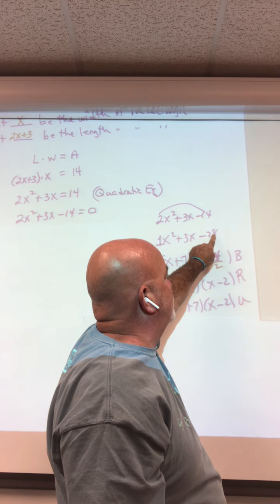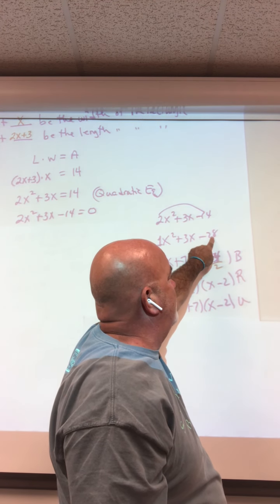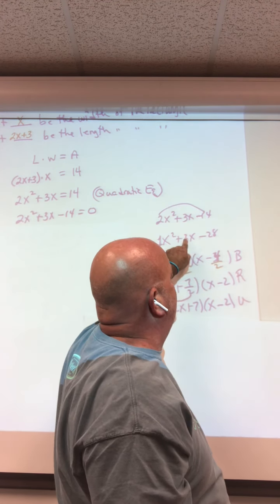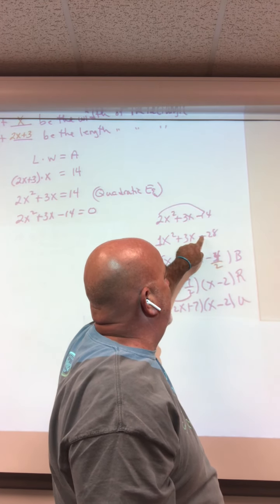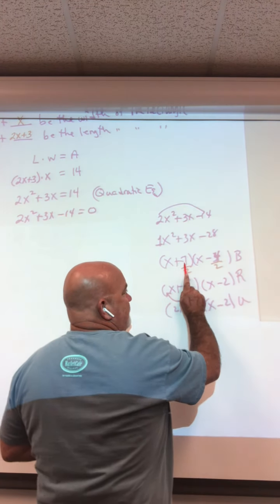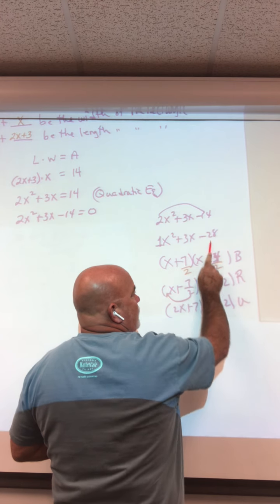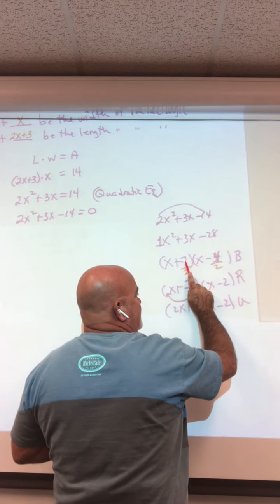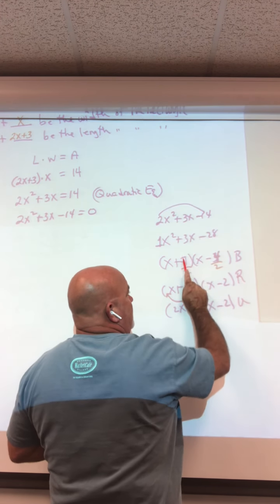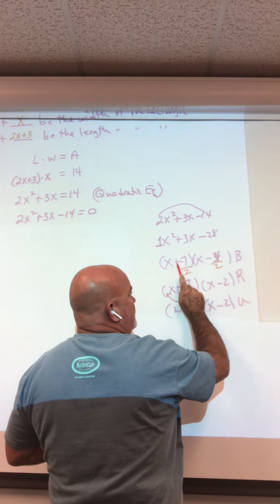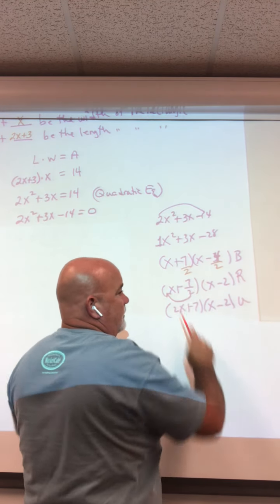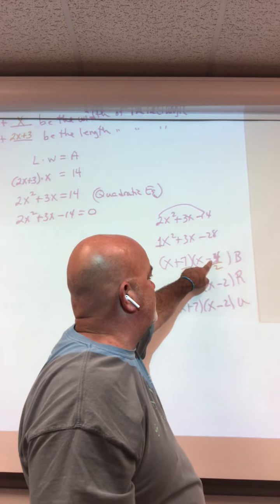I need 2 numbers that multiply to give you 28, but subtract to give you 3. Multiply to 28, subtract to 3: 7 and 4. 7 times 4 is 28. If you subtract 7 and 4, you get 3. But the 7 has to be with the plus. Largest number is positive. So I've got a plus here and a minus here.